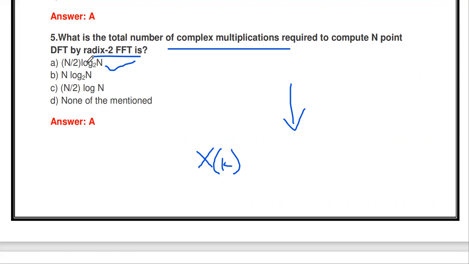It is important: log to the base 2. So here you see one more formula in C, but here n by 2 log n. If the base is not given, it is automatically taken as 10. So this is not a formula, log base 2 n. Okay, so this is a very important question in this FFT.